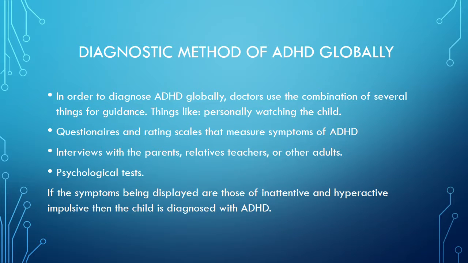There are diagnostic methods of ADHD globally as well. In order to diagnose ADHD globally, doctors use a combination of several things for guidance, things like personally watching the child, questionnaires and rating scales that measure symptoms of ADHD, interviews with the parents, relatives, teachers, or other adults, and psychological tests. Doctors may also request a behavior report from the child's teacher, report cards, and samples of schoolwork. If the symptoms being displayed are those of inattentive and hyperactive-impulsive, then the child is diagnosed with ADHD.